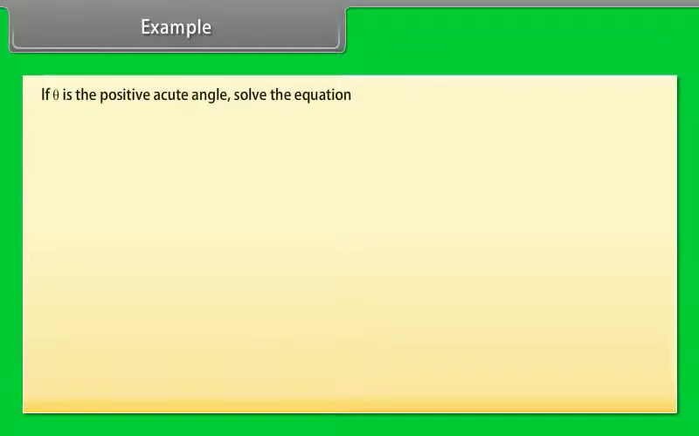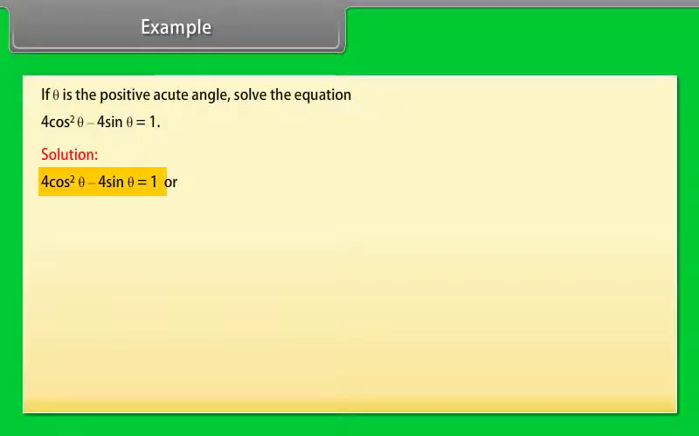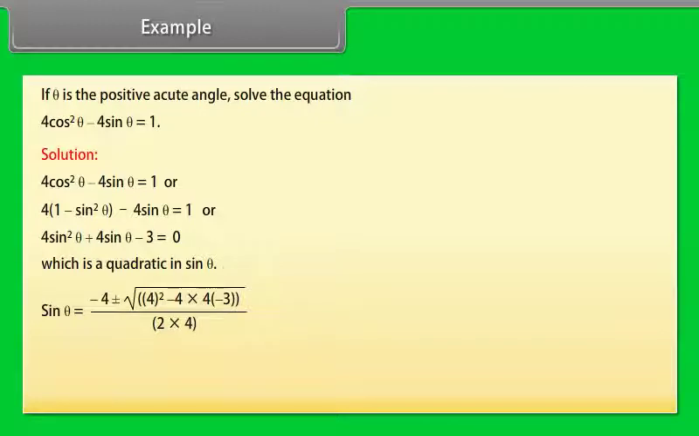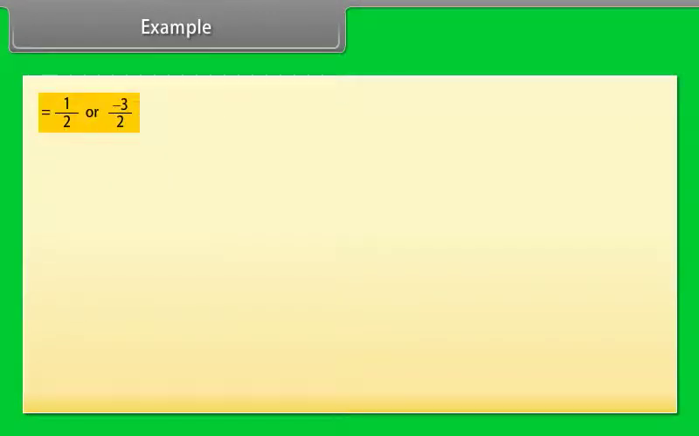Example. If theta is the positive acute angle, solve the equation 4 cos square of theta minus 4 sin of theta is equal to 1. Solution. 4 cos square of theta minus 4 sin of theta is equal to 1, or 4 into (1 minus sin square of theta) minus 4 sin of theta is equal to 1, or 4 sin square of theta plus 4 sin of theta minus 3 is equal to 0, which is a quadratic in sin of theta. Sin of theta is equal to (minus 4 plus minus under root 4 square minus 4 into 4 into minus 3) by 2 into 4 is equal to (minus 4 plus minus 8) by 8 is equal to 1 by 2 or minus 3 by 2.